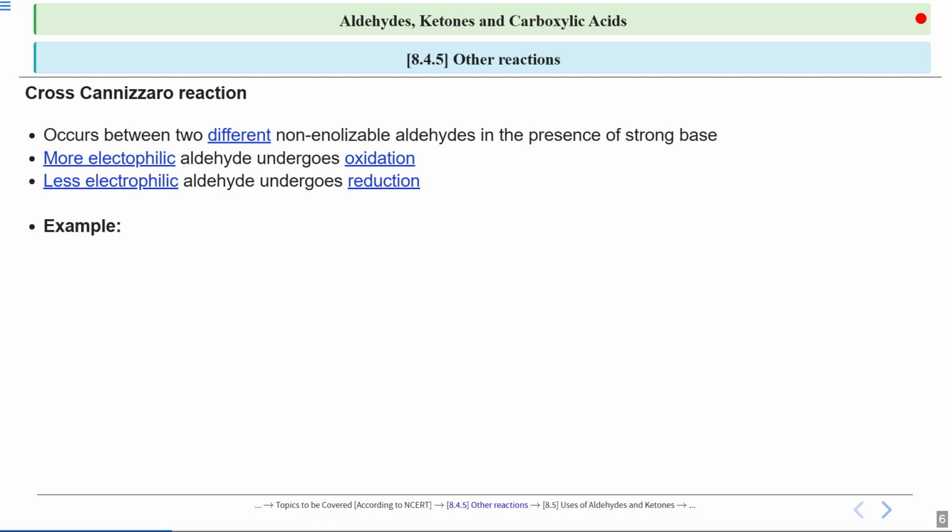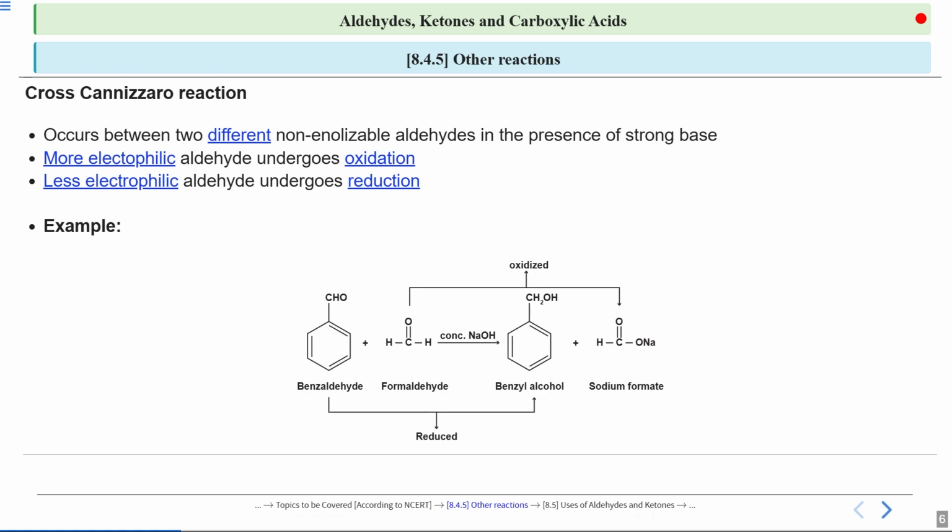So let us see this cross-Cannizzaro reaction with the help of an example. Now if you see, you have two molecules of aldehyde and both are different, and both are non-enolizable aldehydes. So you have benzaldehyde and you have formaldehyde. Now in benzaldehyde and formaldehyde, you have to choose which one will undergo oxidation and which one will undergo reduction. So I tell you, the more electrophilic undergoes oxidation.